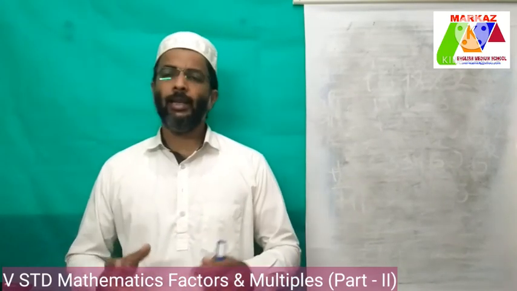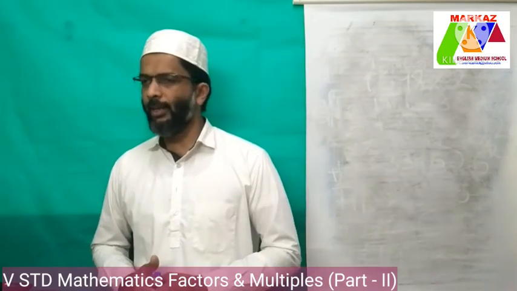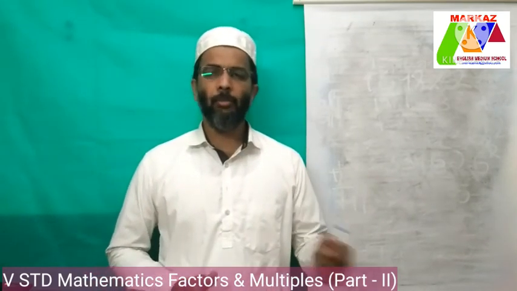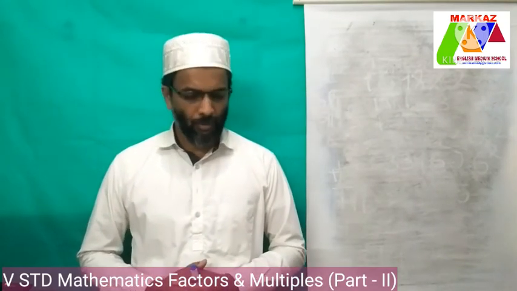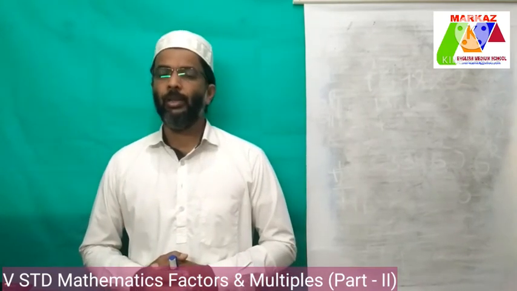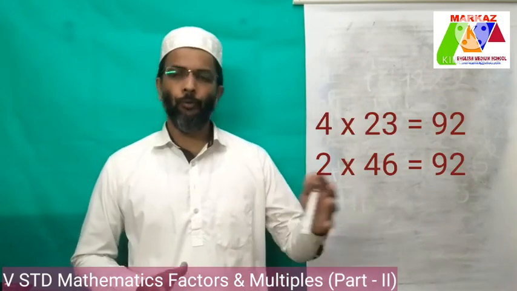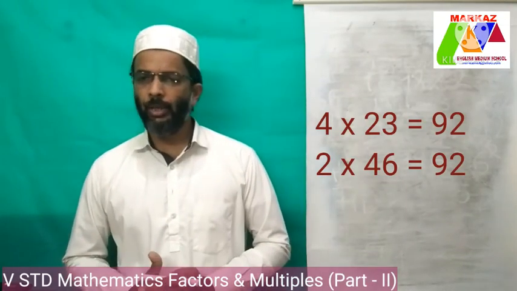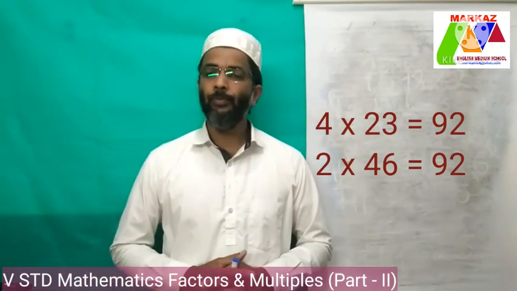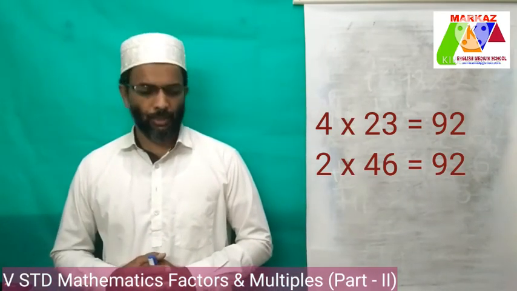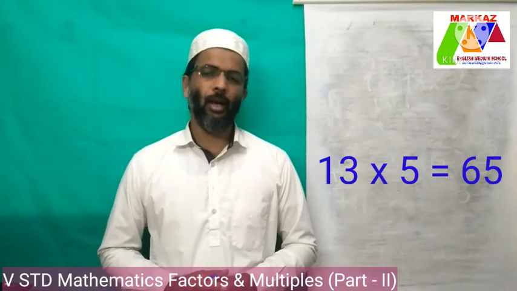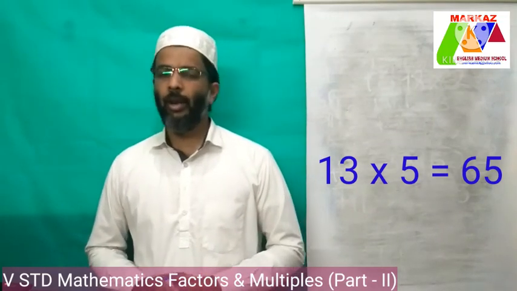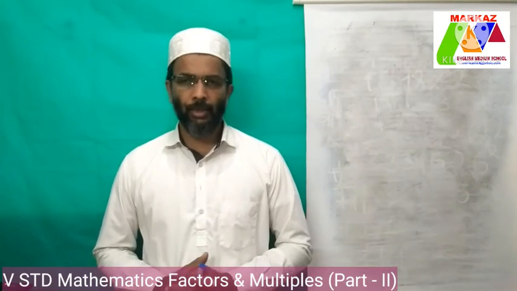Next one. Circle the composite numbers and write their factors other than 1 and the number itself. 11. It is a prime number. Next 92 is a composite number. 2 times 46 is equal to 4 times 23, so factors of 92 are 2, 4, 23 and 46. Next 65 is also a composite number. 5 and 13. 13 times 5 is 65. So 5 and 13. 28 is a composite number.